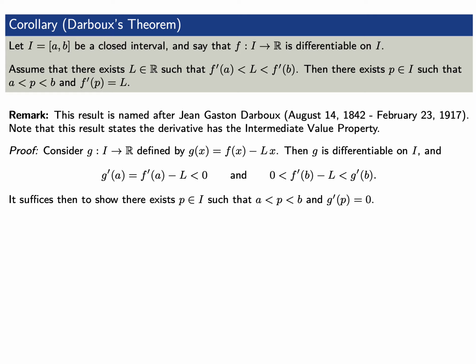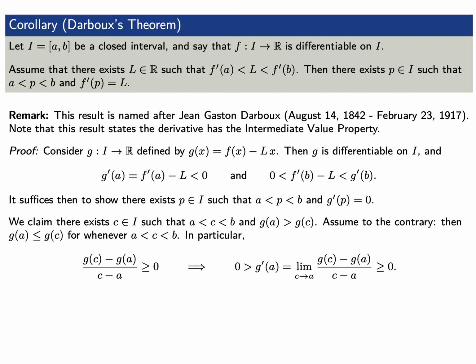Let's discuss the proof. Let's consider a new function g on our closed interval I defined by g of x equals f of x minus L times x. Then we see that g is differentiable on I, and in fact g prime of a, which equals f prime of a minus L, must be negative, whereas g prime of b, which equals f prime of b minus L, must be positive. It suffices then to show that there exists a point p in the interior so that g prime of p equals 0.